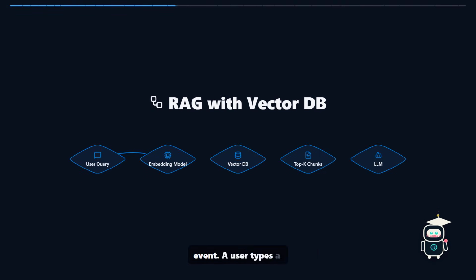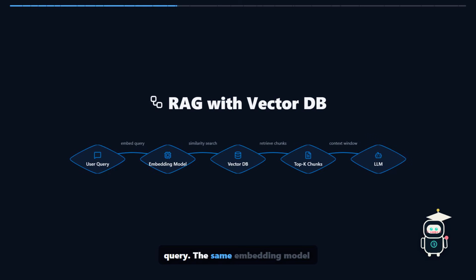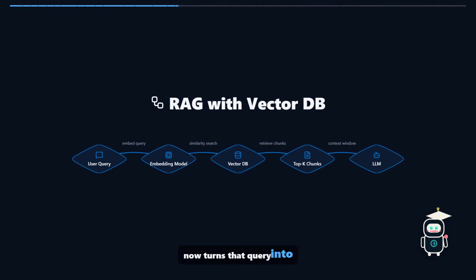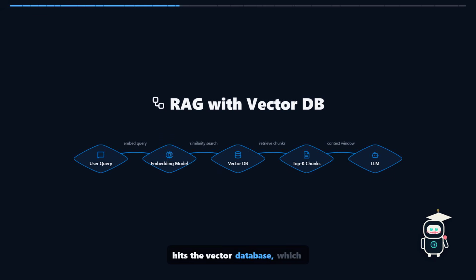And this is the main event. A user types a query. The same embedding model that built your document vectors now turns that query into a vector. That query vector hits the vector database, which retrieves the top K most similar chunks.